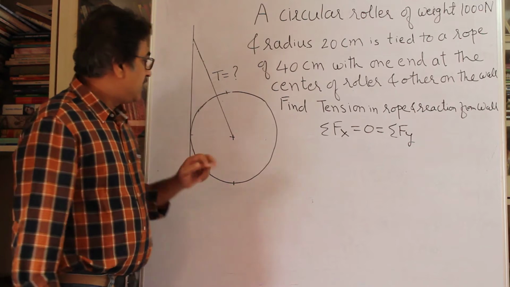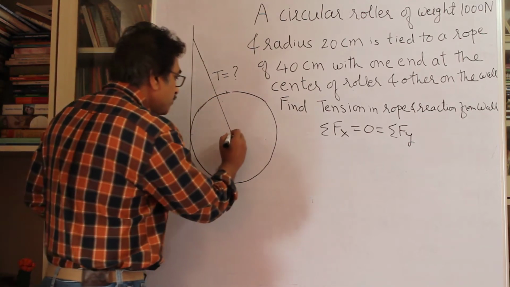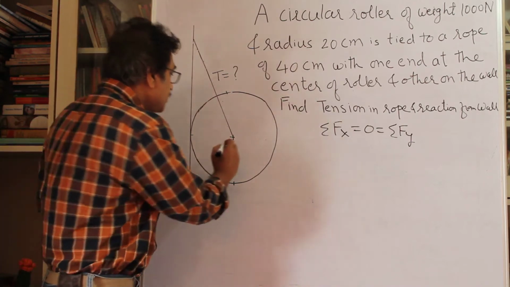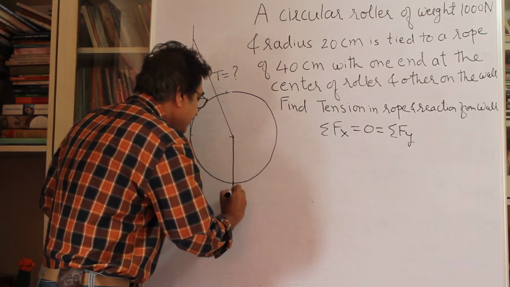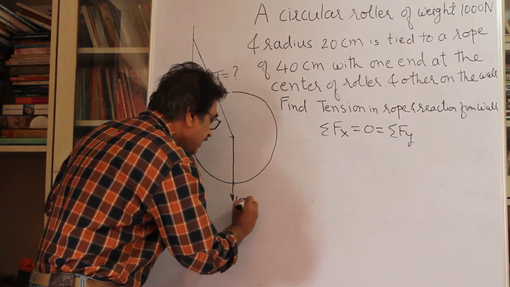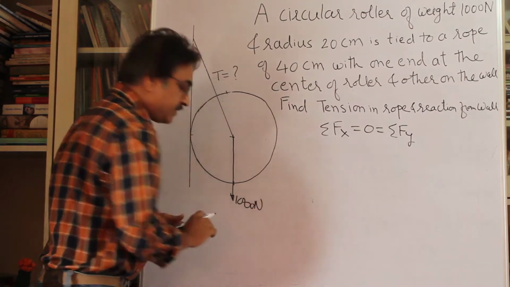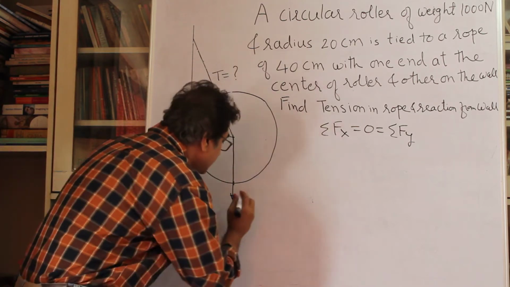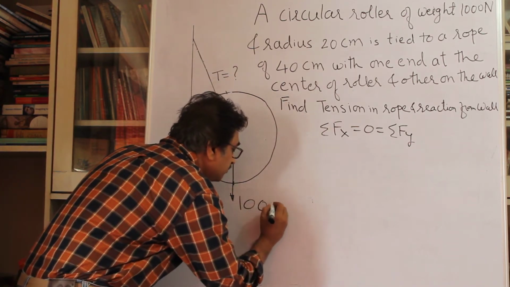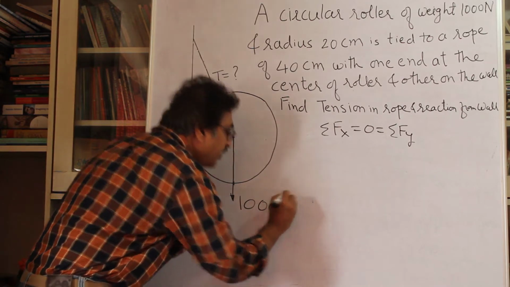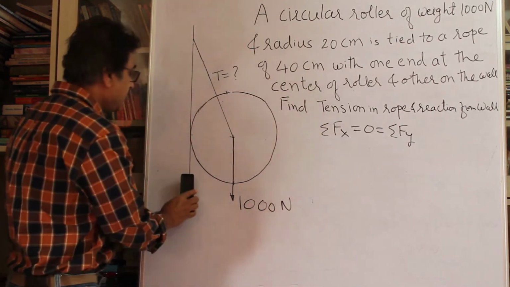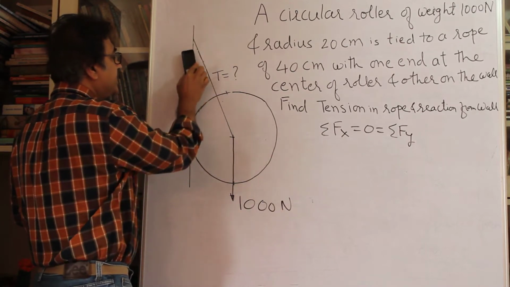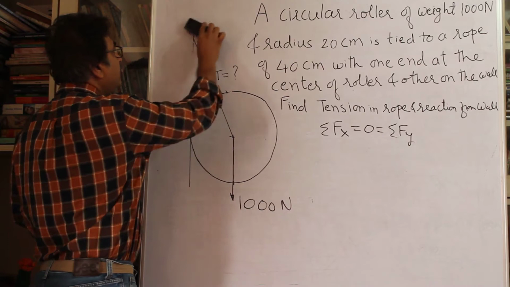And you can see that the body has weight. The weight has to pass through the center. Right, and so let's say this is passing through the center. This is 1000 newtons. So if I want to draw the free body diagram, what I will do is I'll remove this wall. I'll remove the body from basically the wall.